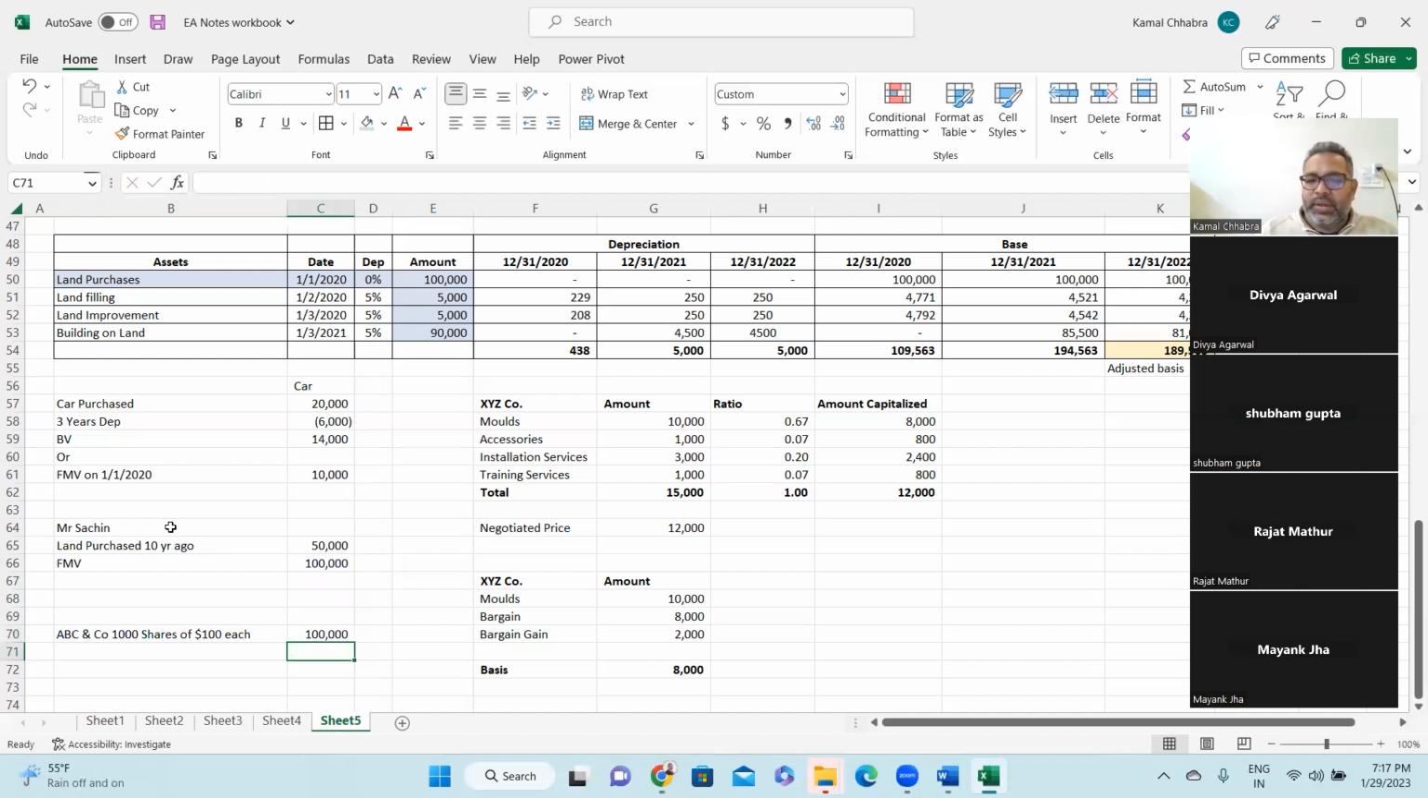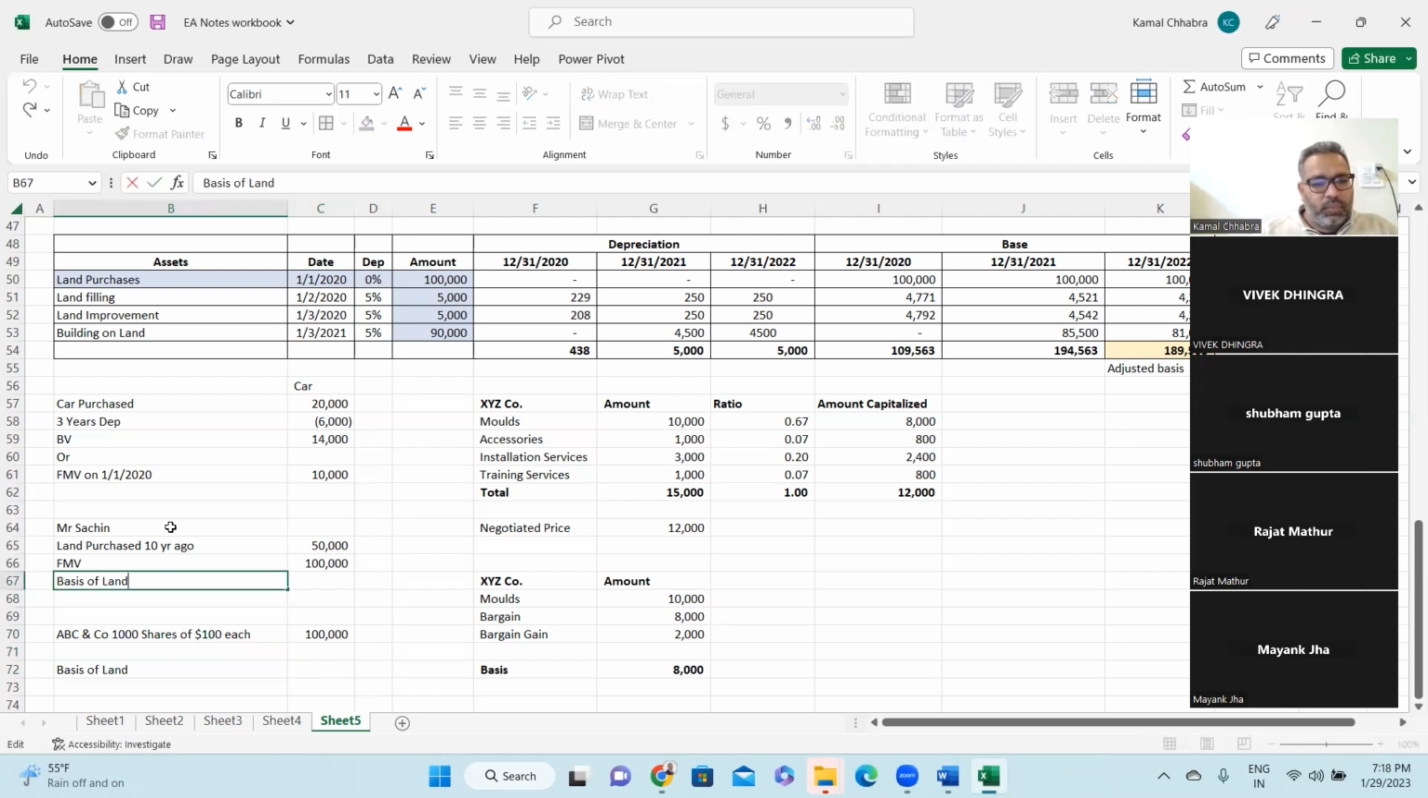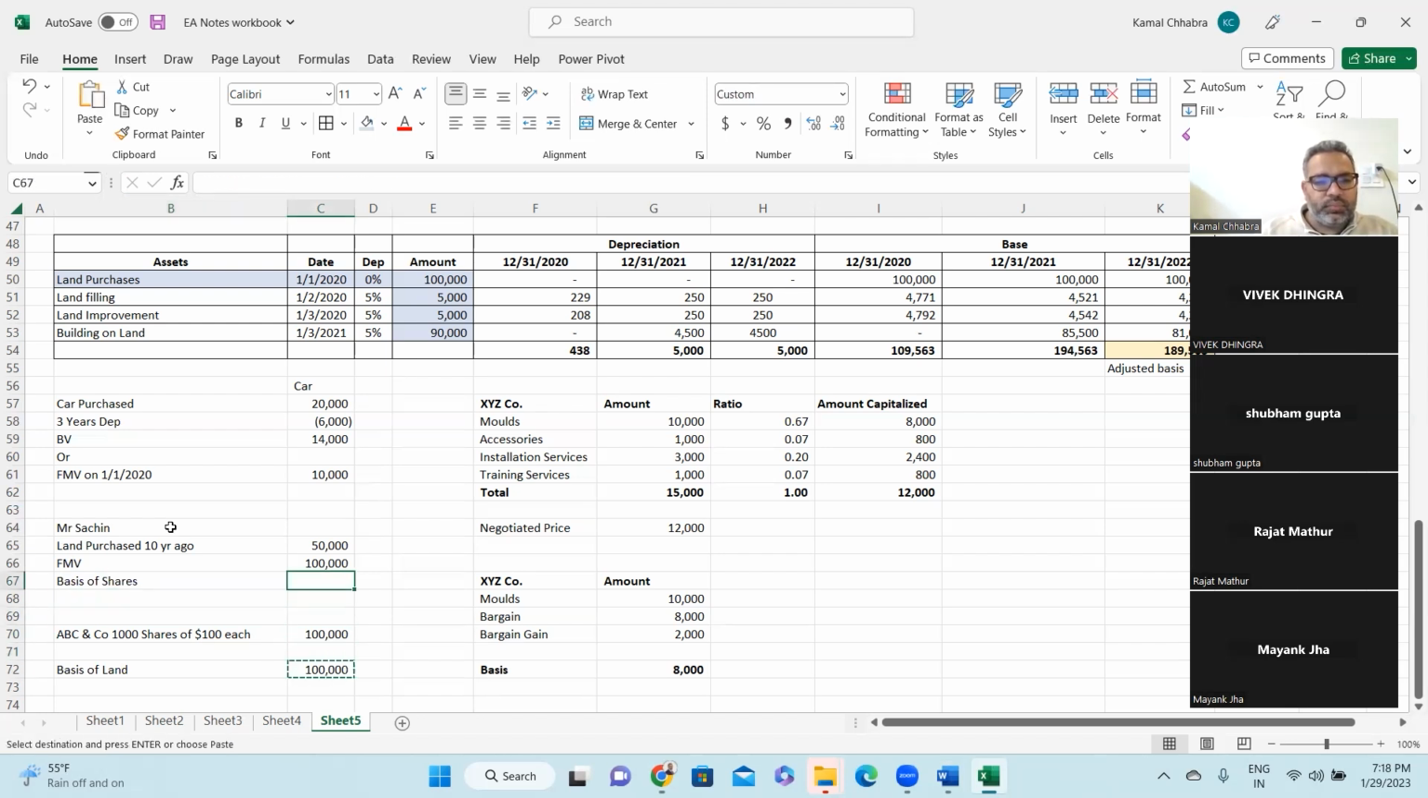So in this scenario, what will be the value in the books of Sachin for the stock which he is purchasing, and what will be the value of the land in the books of ABC Limited? What will be the value of land in the books of ABC? $100,000. Everyone agree? Yes, sir.